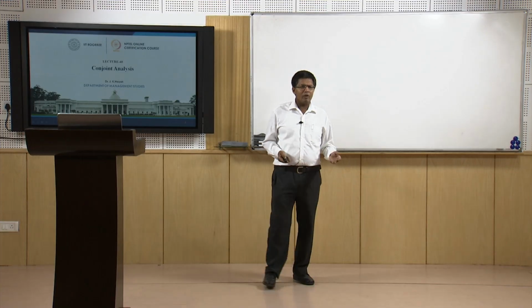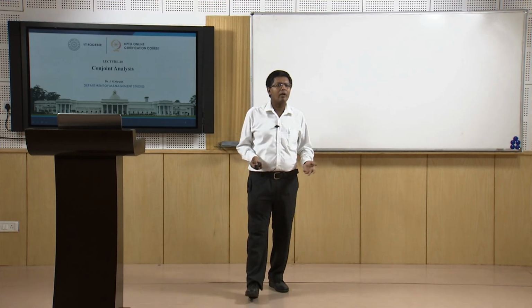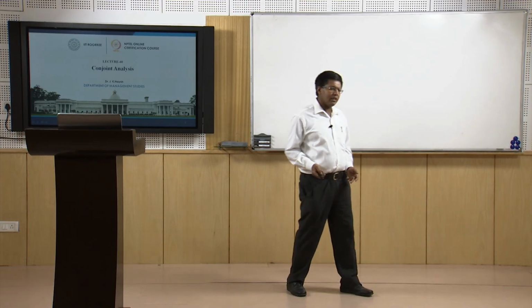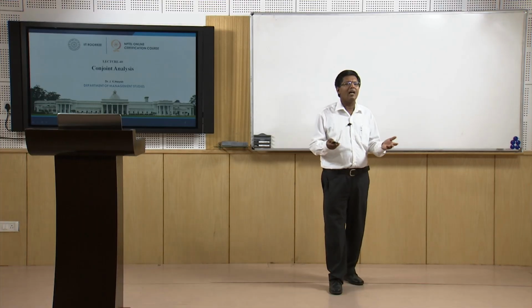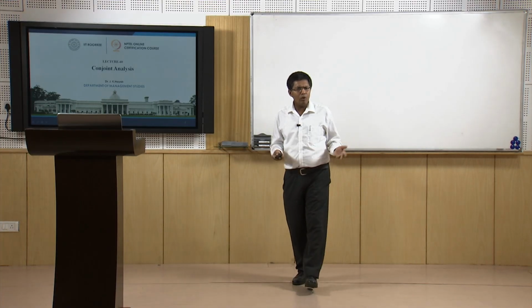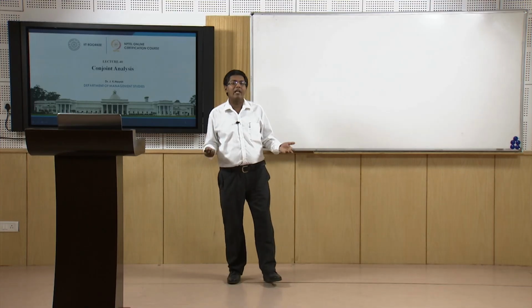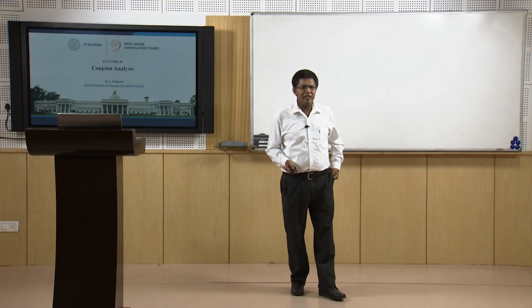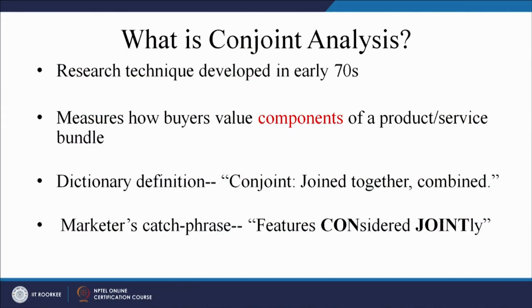So, what is the definition? Conjoint means joined together or combined. So, it is a combination. No product has only individual features; all products have individual features, but they are available in combination. In the combination, finally, how does the person select a combined bundle of attributes? Marketers say it is features considered jointly.